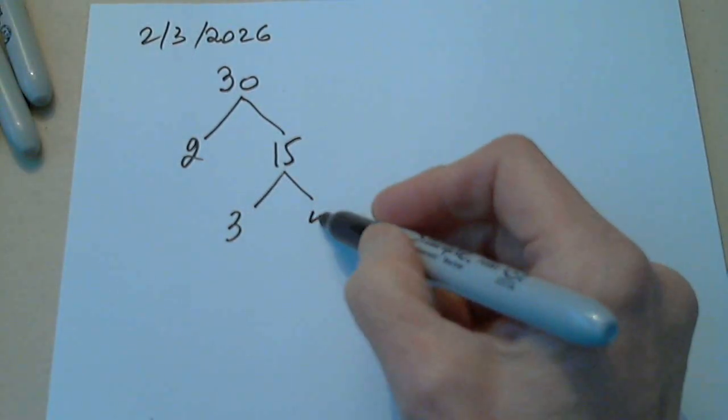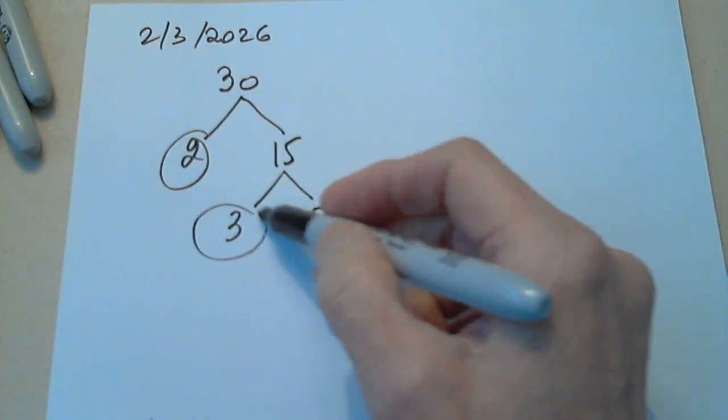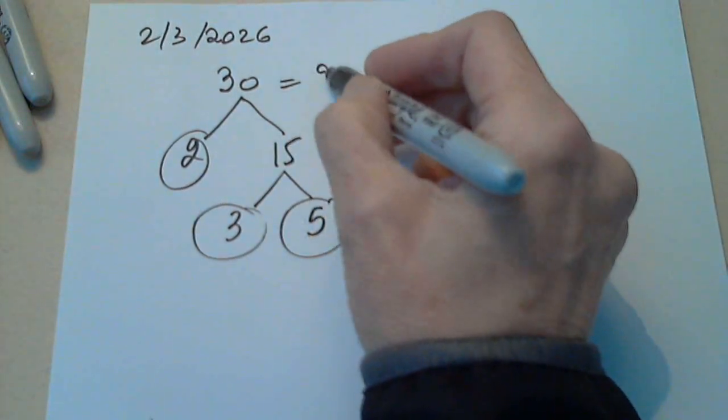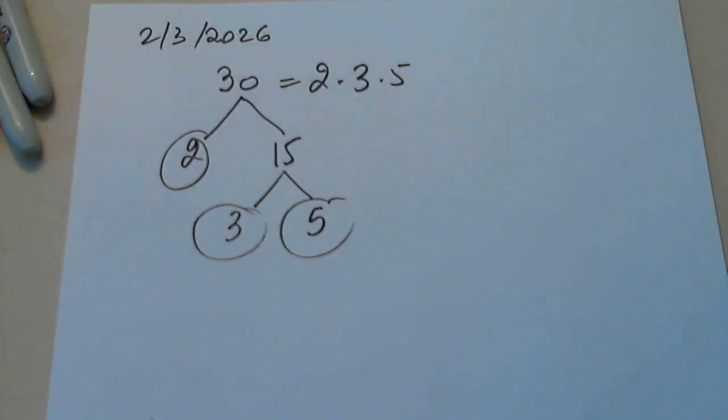So 3 times 5 is 15, so this is the prime factorization of 30, which is 2 times 3 times 5. And that is it. That's all I need to do to find the prime factorization of a number. I have to think in terms of division, basically divisibility. So I start with 2, then I continue with 3, then I continue with 5, and so on and so forth.